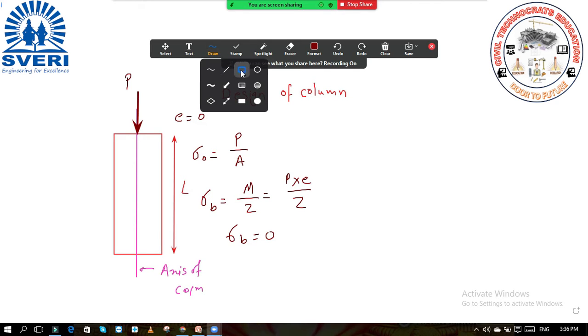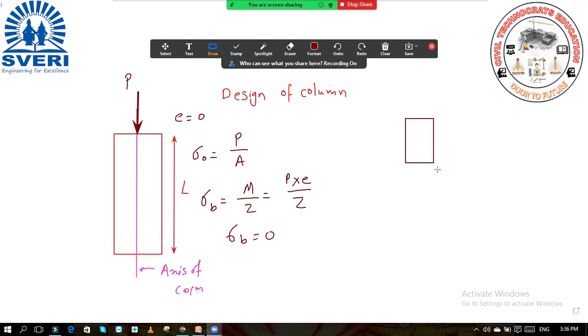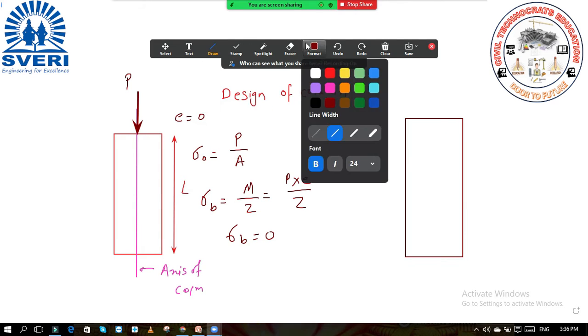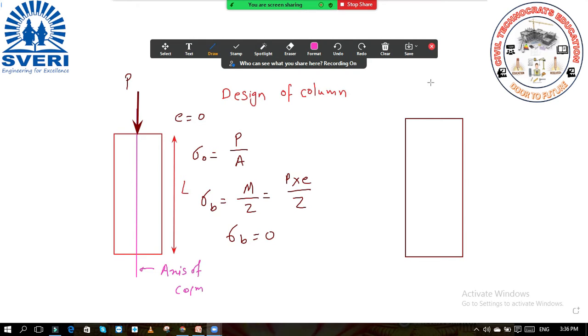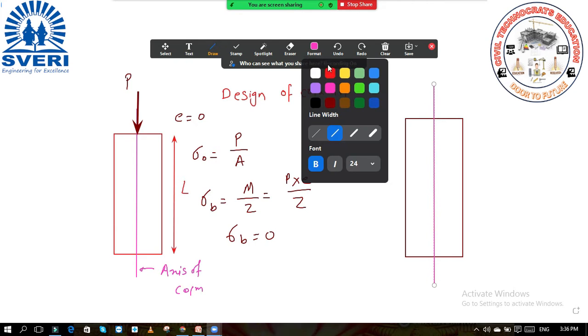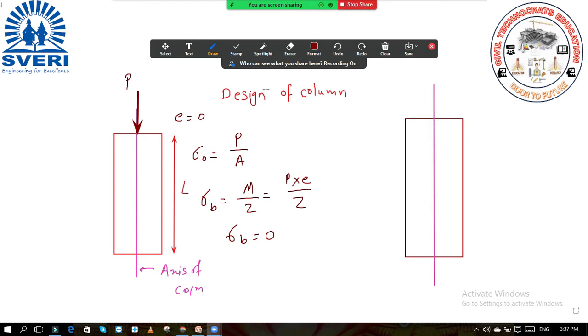Now, if you see the second case, suppose the same column is there. Now we will draw the axis of the column again. This is the axis of the column. Now you can imagine, suppose the load is acting over here. This is the direction of action of the load. This is your load P.